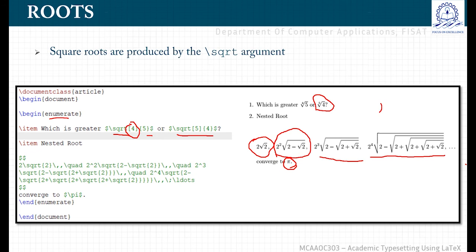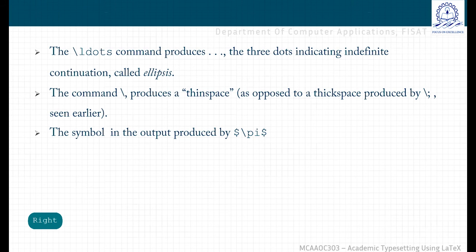Using the pi command, backslash pi will give you the Greek letter pi. Please also note the ldots command over here. The ldots command produces three dots indicating indefinite continuation. In mathematics, it is called an ellipsis. And the single backslash command here produces a thin space. This is already explained. The backslash dots command produces three dots, called an ellipsis. The single backslash command produces a thin space. One more option is called thick space, which is achieved by backslash semicolon.